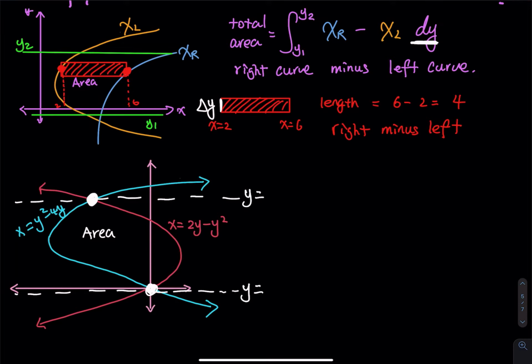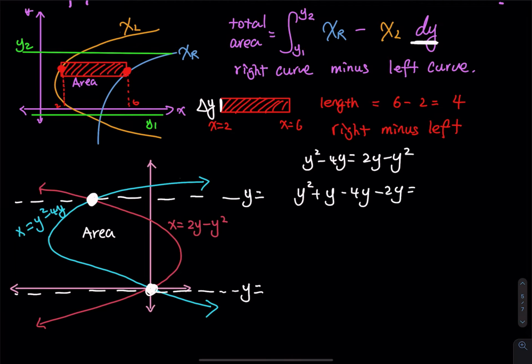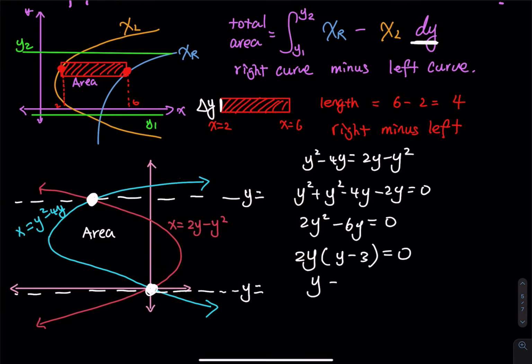So that's why we have to figure out these two intersections. To do so, you have to do some algebra. Since they are touching each other at that point, you will have to set them equal: y squared minus 4y equals 2y minus y squared, and then you solve for y. Let's put everything to the left. y squared plus y squared minus 4y minus 2y equals 0. Then you have 2y squared minus 6y equals 0. Then factor out 2y. Then you have 2y times y minus 3 equals 0.